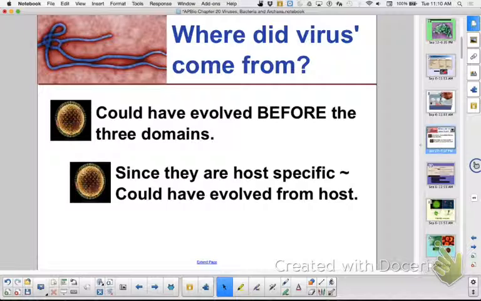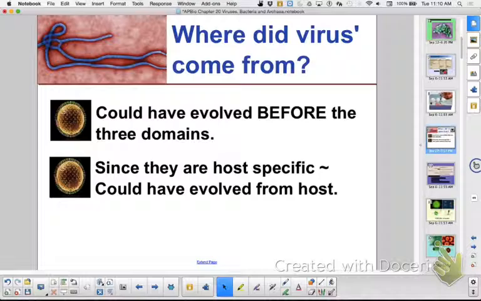A second option is that, because they're host specific, maybe they evolved from a specific host after they had already evolved into being. For instance, the tobacco mosaic virus only affects tobacco plants. You would not get sick like, oh, I came down with tobacco mosaic virus. You couldn't, okay? Because their gateway into cells is very host specific.